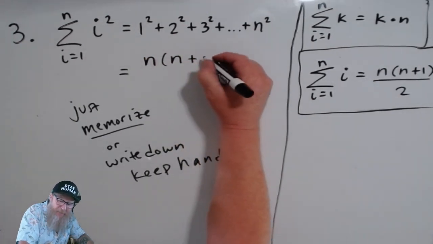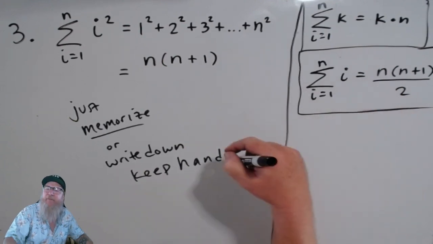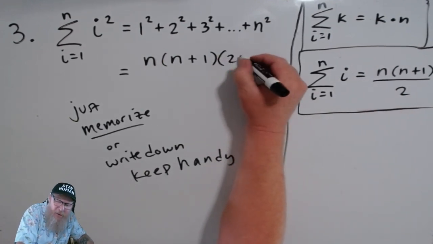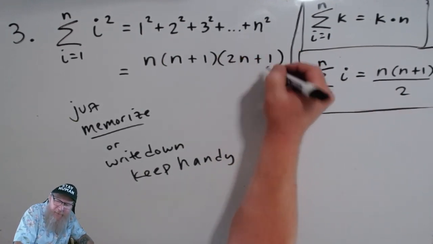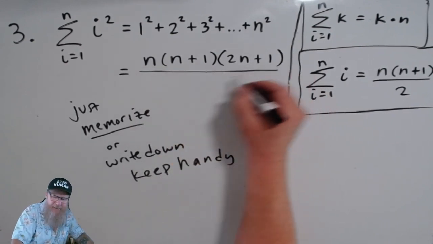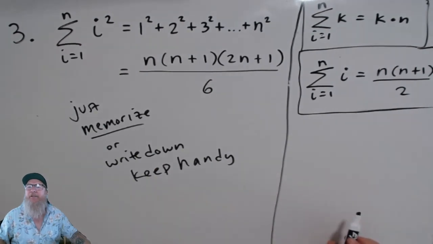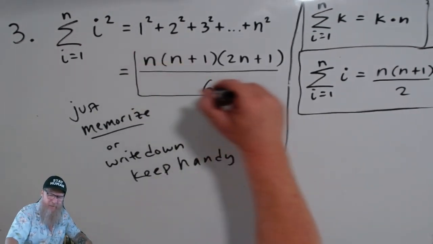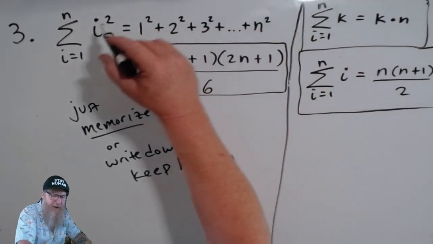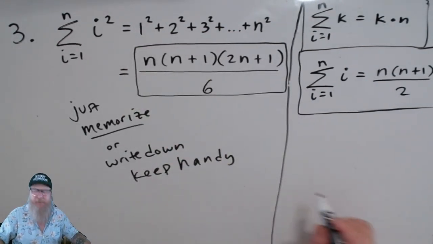It's n times n plus 1, so it starts off easy, and then it goes 2n plus 1, divided by 6. So that's your summation formula for adding up squares.